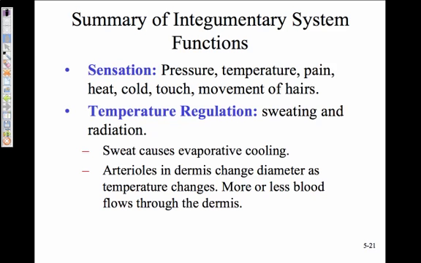And then also arterioles in the dermis change diameter as temperature changes, so you can have more or less blood flow through the dermis. If you're really hot and you're trying to release energy, the vessels will dilate, allowing more heat to radiate from your skin. If it's cold, they're going to constrict and keep more heat in.